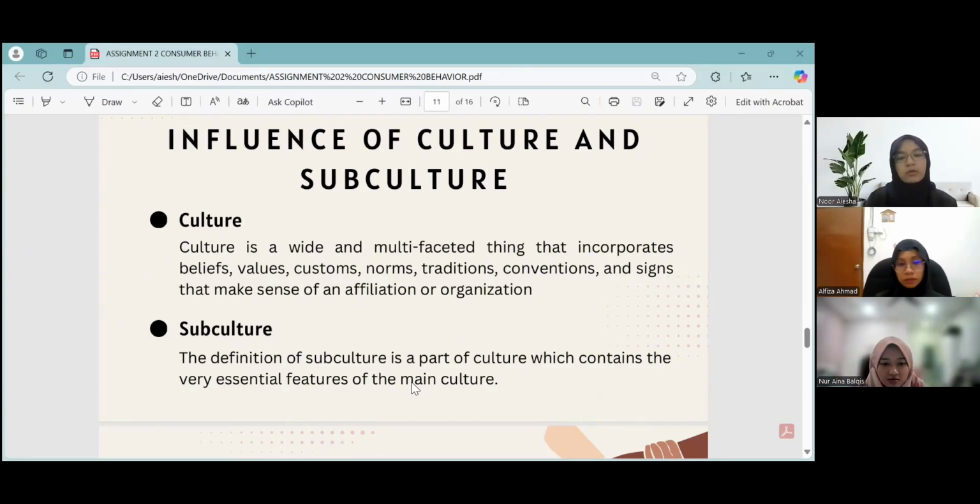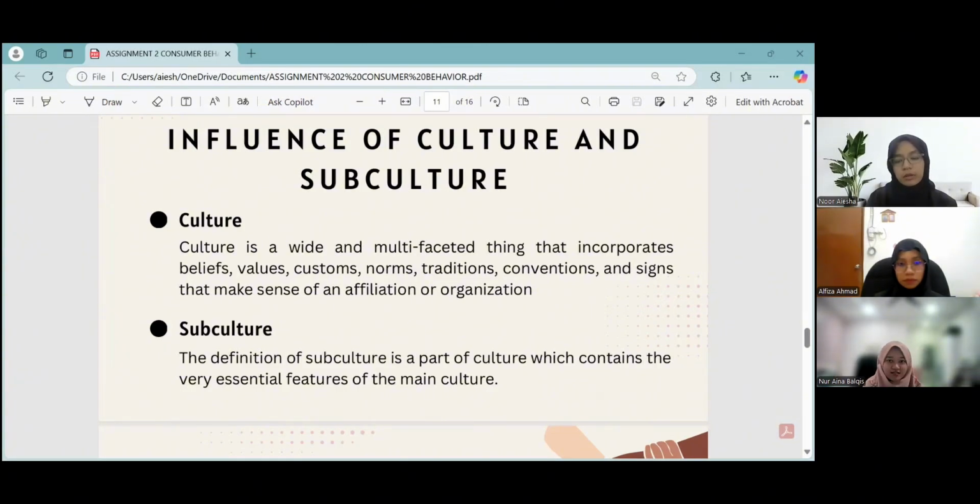Next is subculture. Subculture refers to a part of culture which contains the very essential features of the main culture. It represents a way to segment culture and markets into smaller, homogeneous groups that can be targeted with distinct marketing strategies. This segmentation allows subculture to identify and address a unique portion of the overall culture.